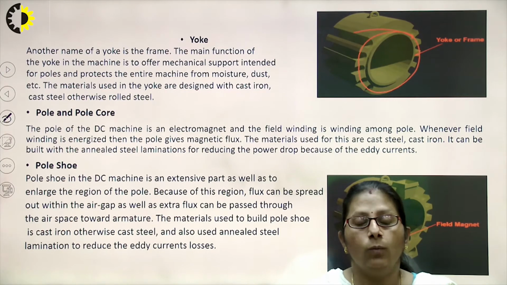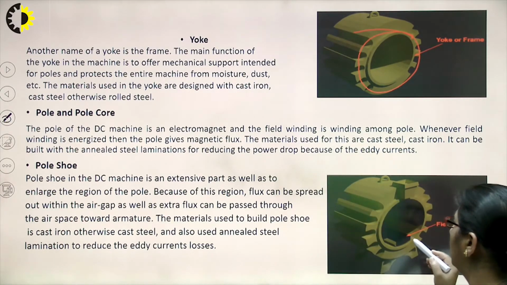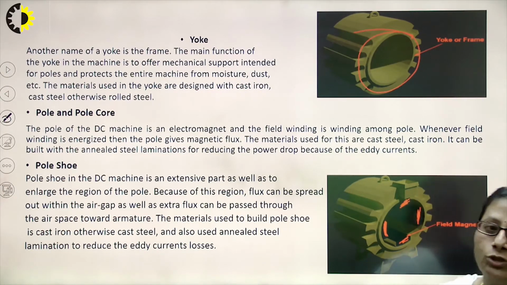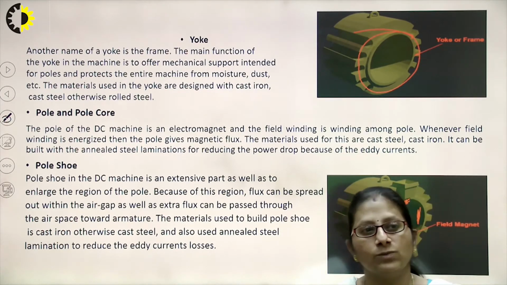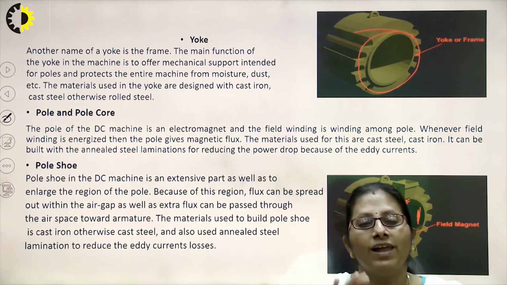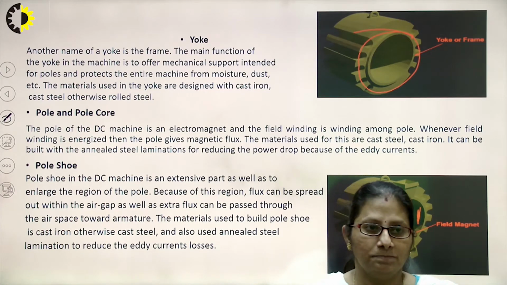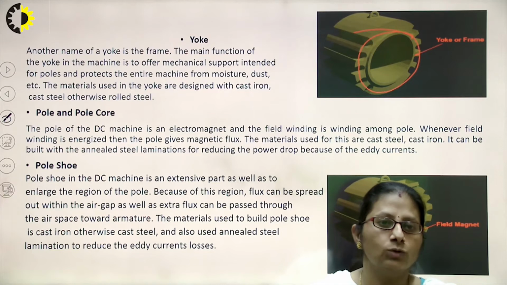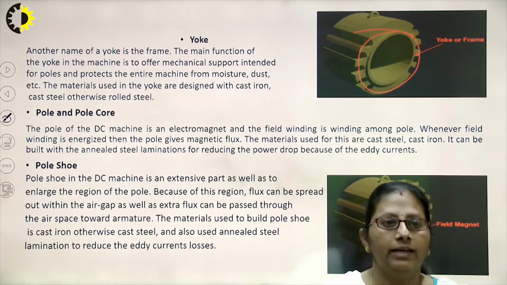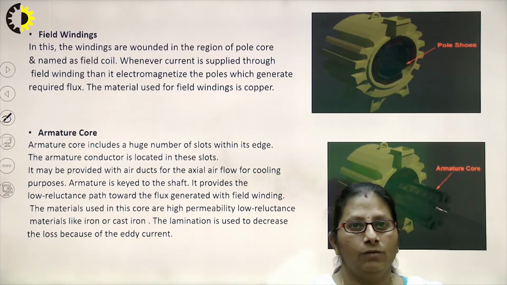Then the pole will be having an extended portion which is called the pole shoe. What can be seen in this figure, right? These are the poles, the magnetic poles, right? The pole shoe in the DC machine is an extensive part to enlarge the region of the pole. And what is being enlarged? Because of this region, the flux can be spread out within the air gap, as well as the extra flux can be passed through the space towards the armature. The material used to build this pole shoe is generally cast iron, or it can be cast steel, right? Also the annealed steel laminations are once again used to reduce the eddy current losses, right?